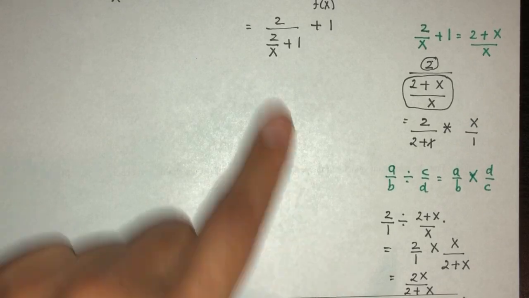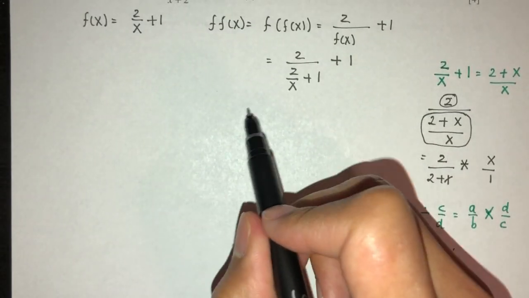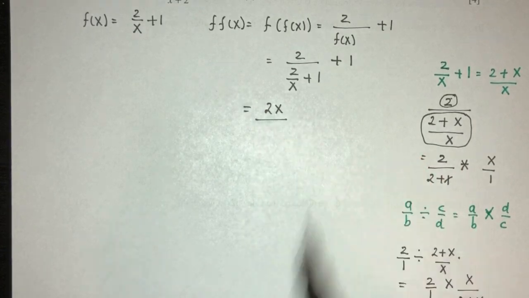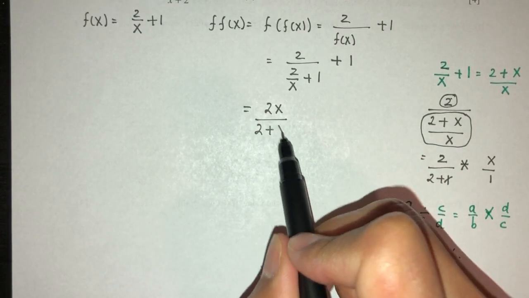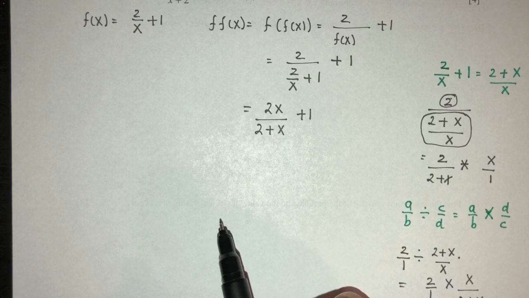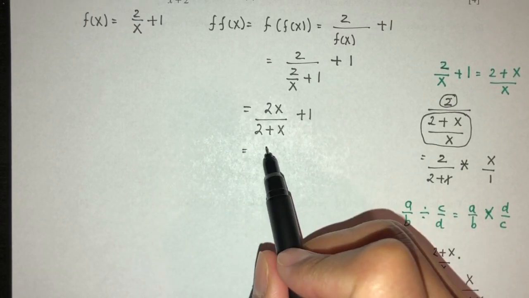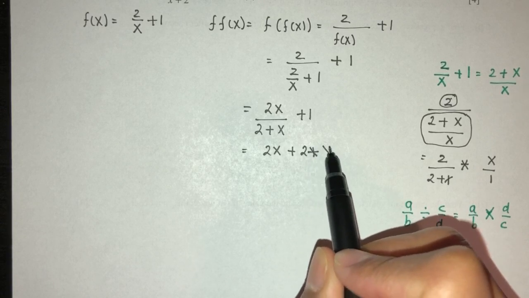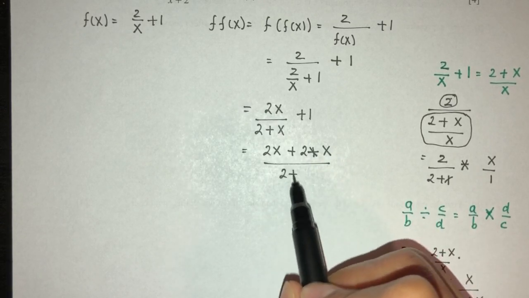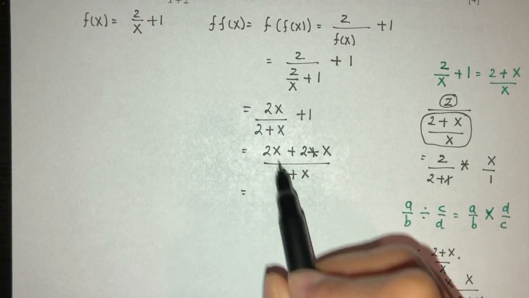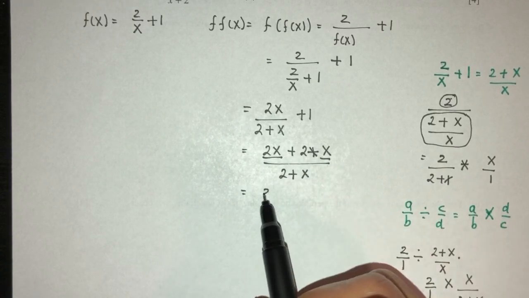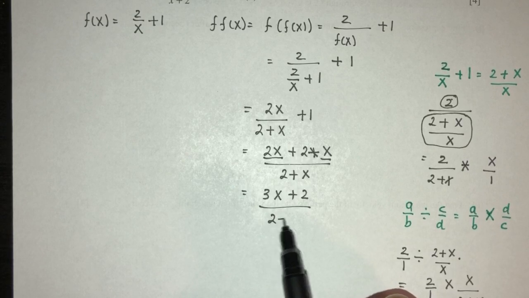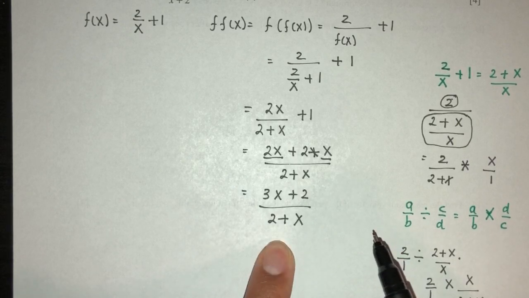Now replace back in your equation, for this part you will have 2x over 2 plus x plus 1. Now let's make it the same base. You will have 2x plus 2 plus x over 2 plus x. That will be 2x plus x, that is 3x, plus 2 over 2 plus x. This is shown as required.